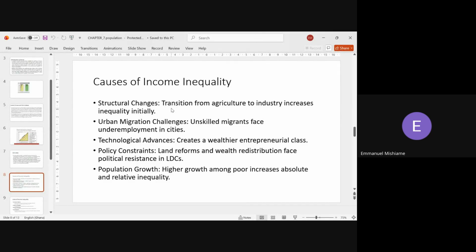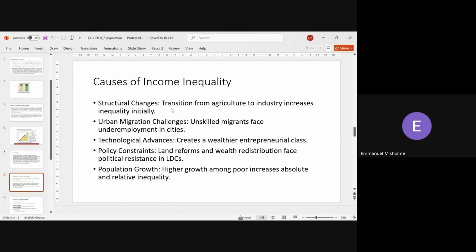Because in agriculture they were doing what they were doing. They were farmers. They are skilled people in terms of farming. Now when you diversify into a different sort of economy, these people are not equipped to work over there, and then there happens to be inequality in terms of income. So the first one is structural changes, transitioning from one sector of an economy to another.